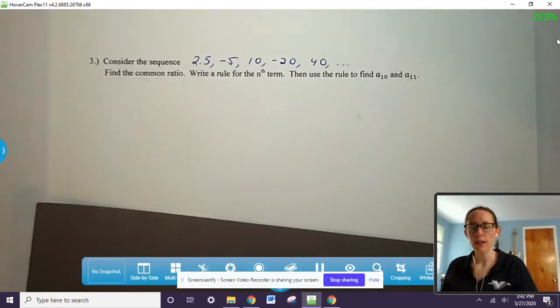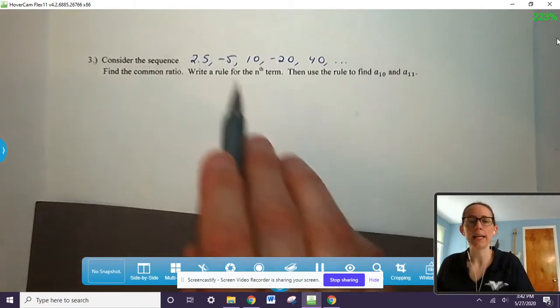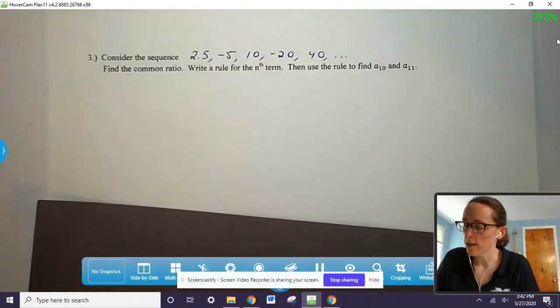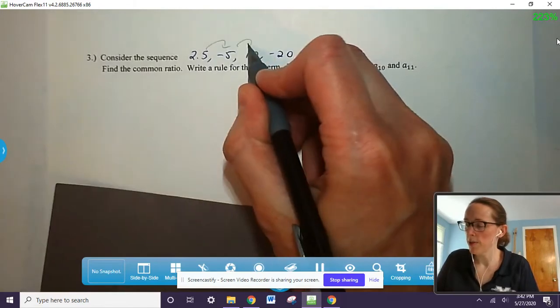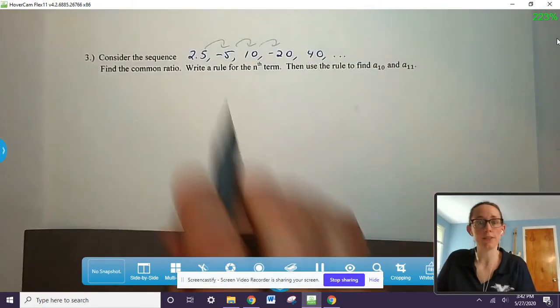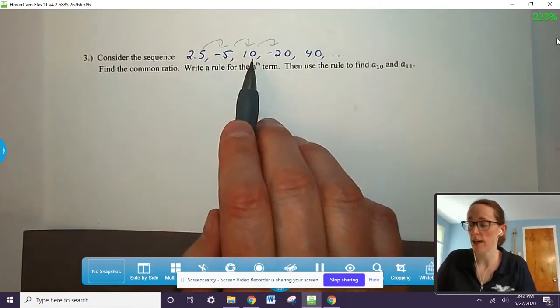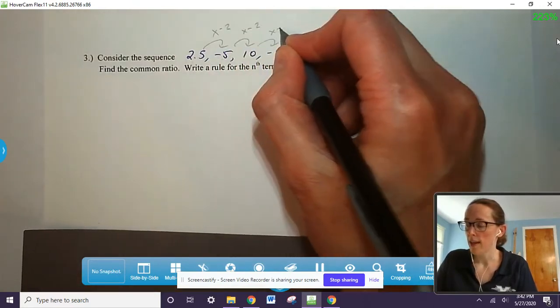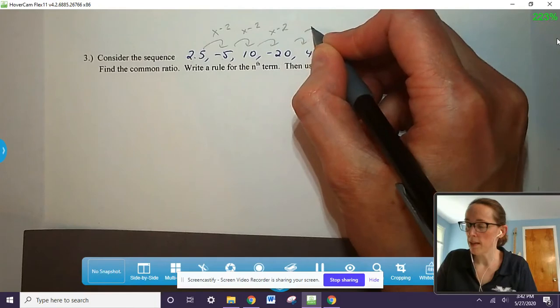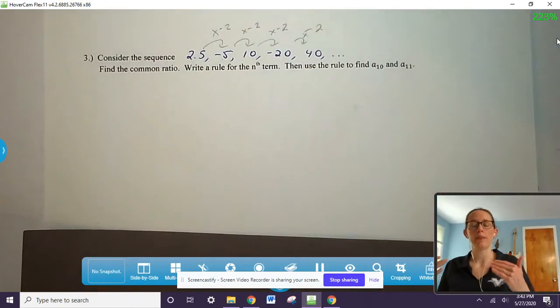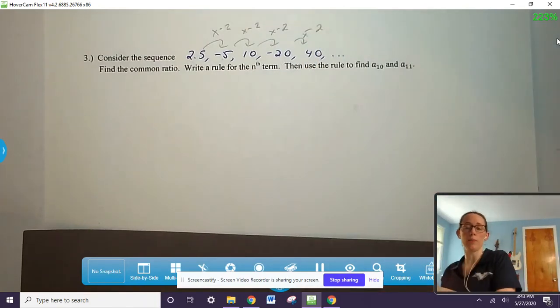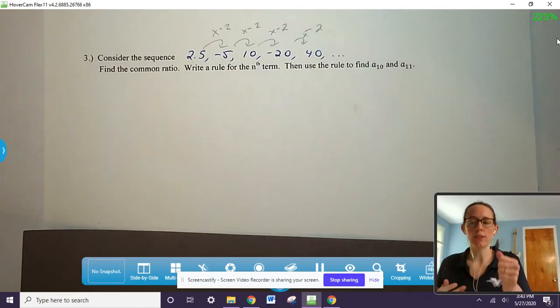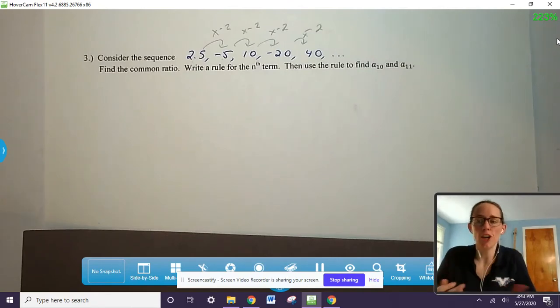For number 3, I have a sequence that has alternating signs. So when you go to look at this, you have to kind of be careful because we are doubling the numbers. 2.5 doubled is 5, doubled is 10, doubled is 20. But since we're alternating signs, we're multiplying by -2. And that might be something that you don't see immediately. You might have a thought process on that. So you might first realize you're multiplying everything by 2, and then you say, wait, the signs are changing. Let me check it. Here's how you check it.